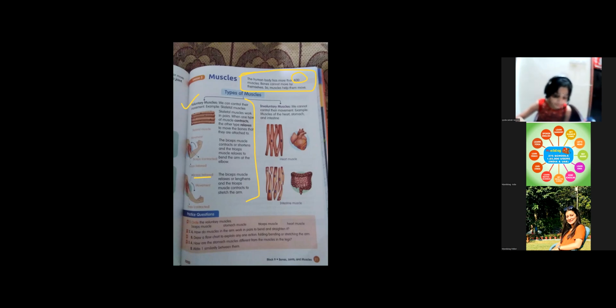And this is the example that is being given: the biceps muscles contract or shorten, and the triceps muscles relax to bend the arm at the elbow. So the biceps and triceps muscles are working in pairs. When the biceps muscles contract, the triceps muscles relax. Then we are able to bend the arm at the elbow.